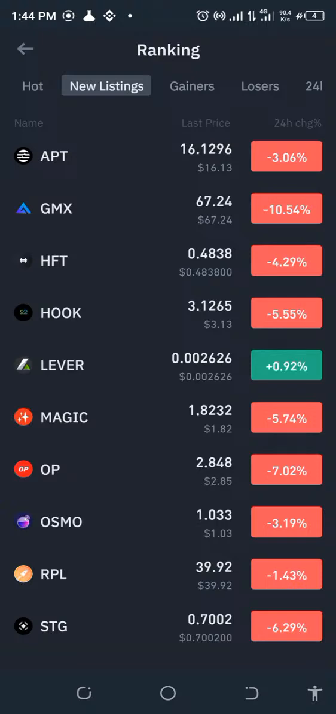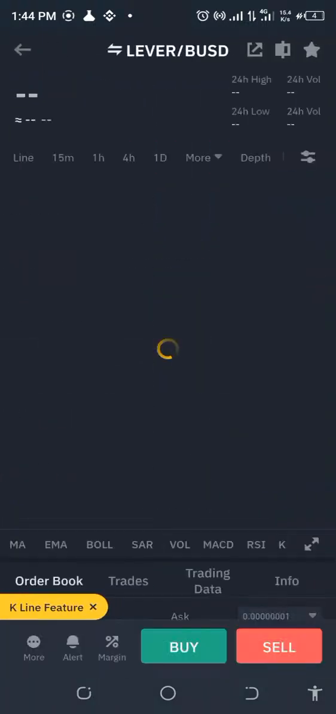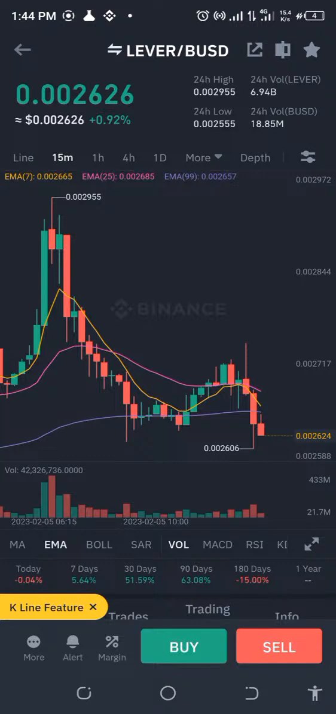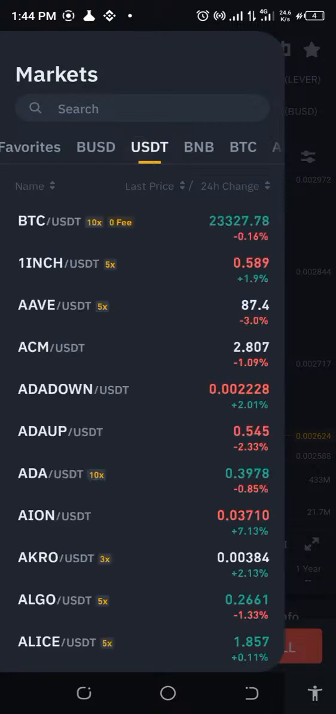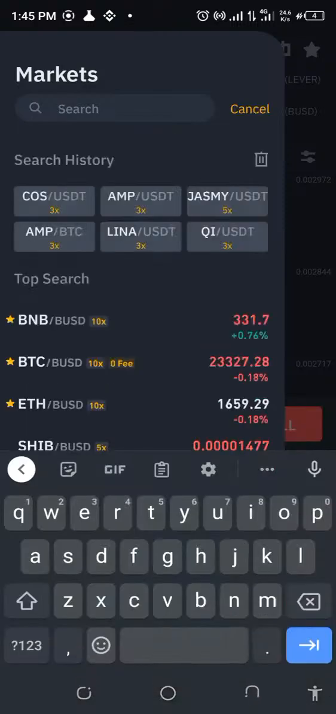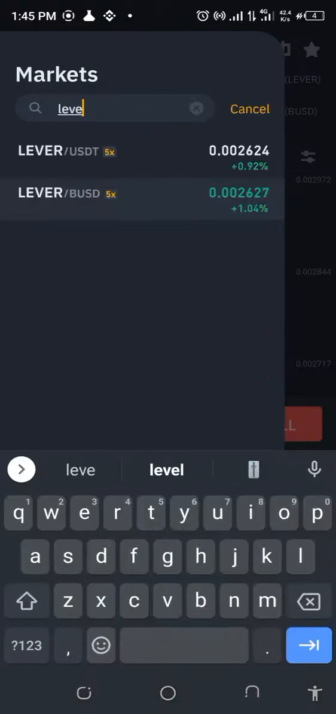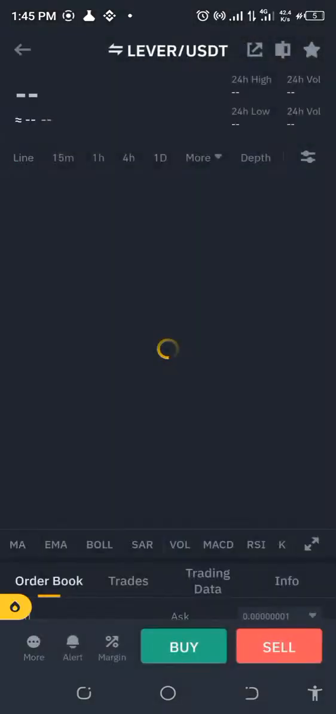Now, for our purpose, because we are using a very small amount of money to test, we are going to be looking for a particular coin that will fit our purpose. I'm looking for a coin that's quite cheap, not too expensive, so that we can use that to gain more profit. So I'm going to choose this one called lever. You can see it's automatically showing lever BUSD, but I want it to be lever USDT, so let me put lever and go for the USDT version.